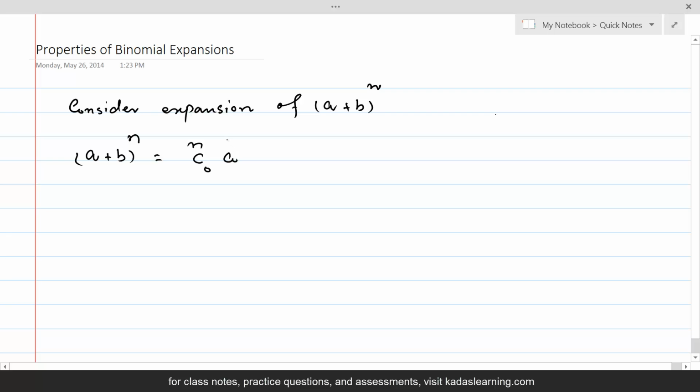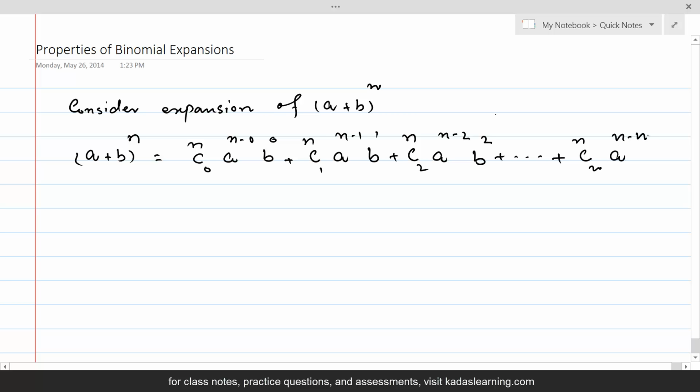nC0 a power n minus 0 b power 0 plus nC1 a power n minus 1 b power 1 plus nC2 a power n minus 2 b power 2 plus so on plus nCn a power n minus n b power n, which can also be written in this form by some people.